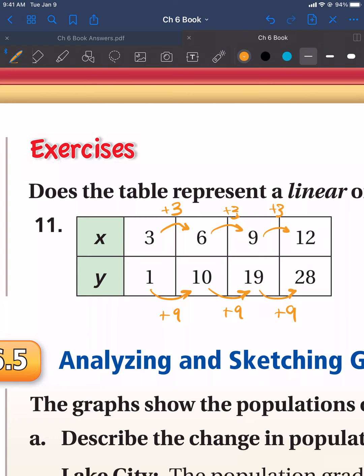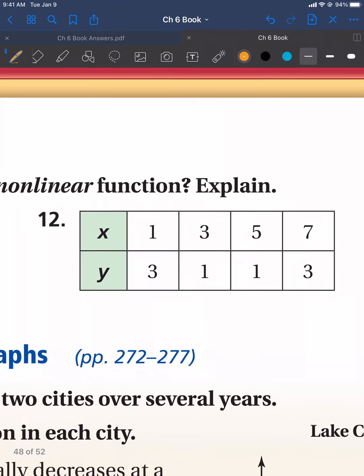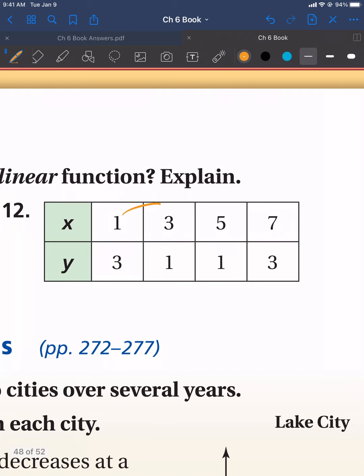Is this a linear or nonlinear function? Linear. It is linear. All right, how about this one? Linear, nonlinear. Let's see. To get from 1 to 3, we did what? Plus 2. 3 to 5? Ooh, liking it so far, but uh-oh, what's happening down here? Minus 2. Minus 0. Okay, the y's made it all terrible, right? So, is this a linear or nonlinear function?